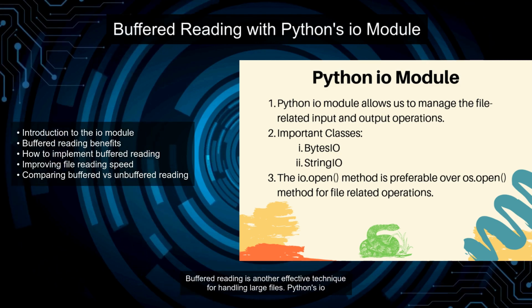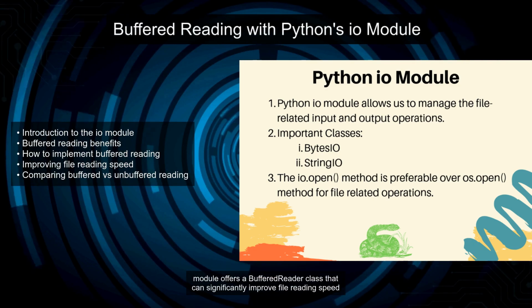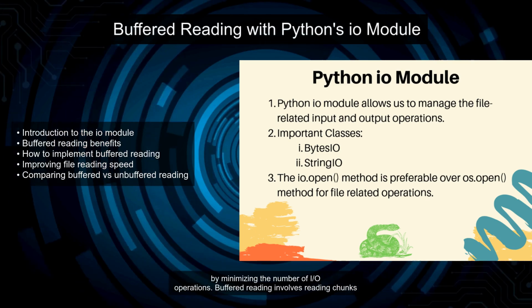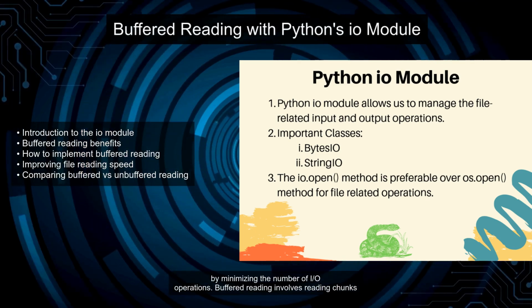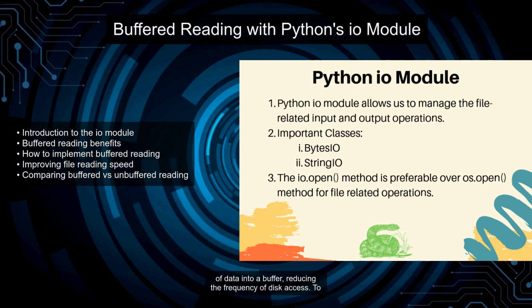Buffered reading is another effective technique for handling large files. Python's io module offers a buffered reader class that can significantly improve file reading speed by minimizing the number of I/O operations. Buffered reading involves reading chunks of data into a buffer, reducing the frequency of disk access.